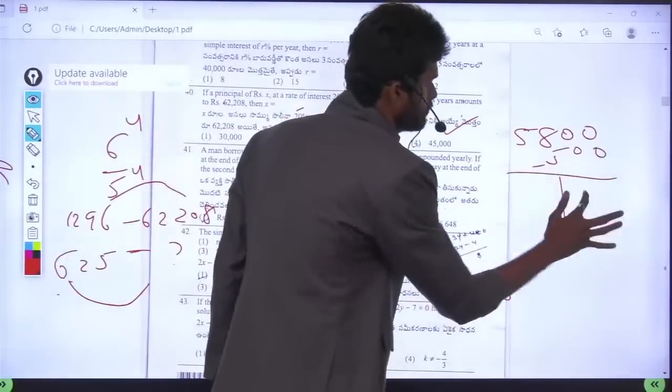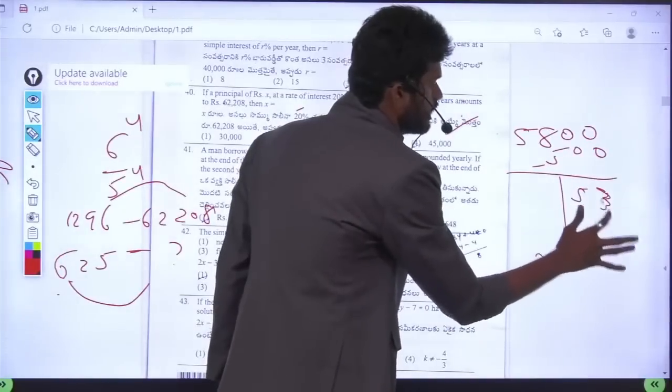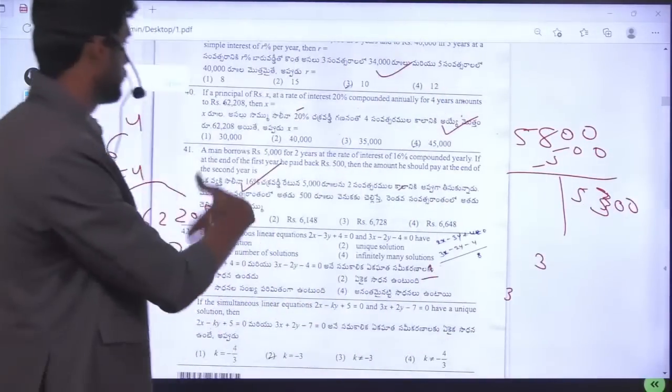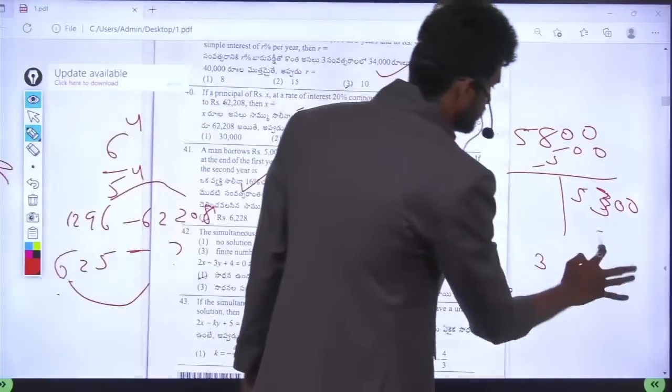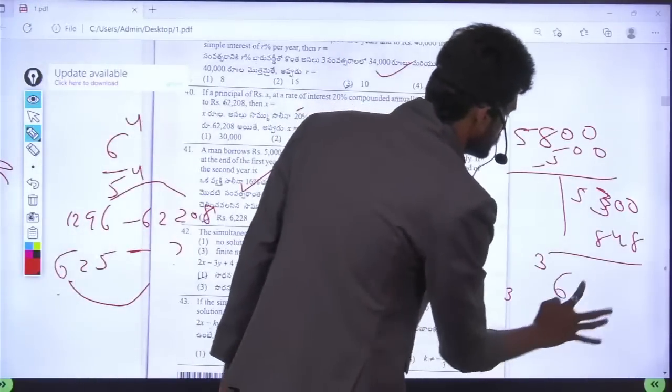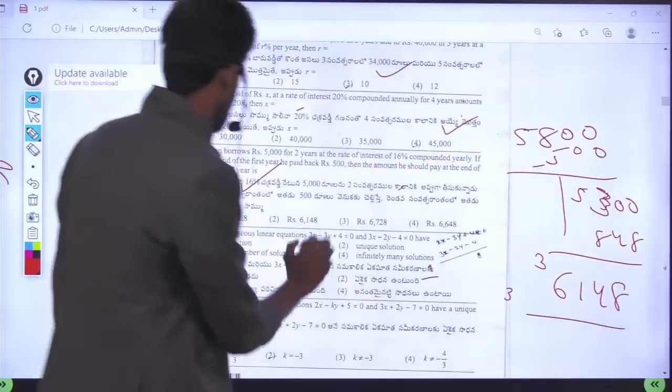1 year తర్వాత ఏమైంది అమౌంట్ 5,300 అయింది. ఈ 5,300 తర్వాత ఏం చేయాలంటే 16% కావాలి. 16% ఏం చేస్తాం యాడ్ చేస్తాం, ఏమవుతుంది 848 యాడ్ చేయాలి, ఏమవుతుంది 6148 అంటే ఆన్సర్ కరెక్ట్.